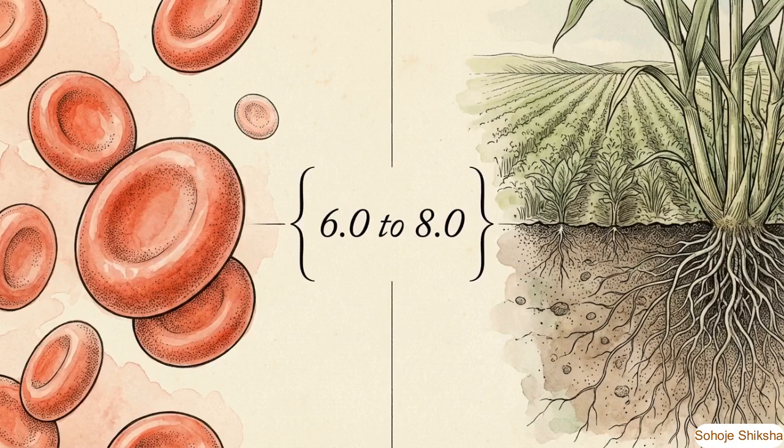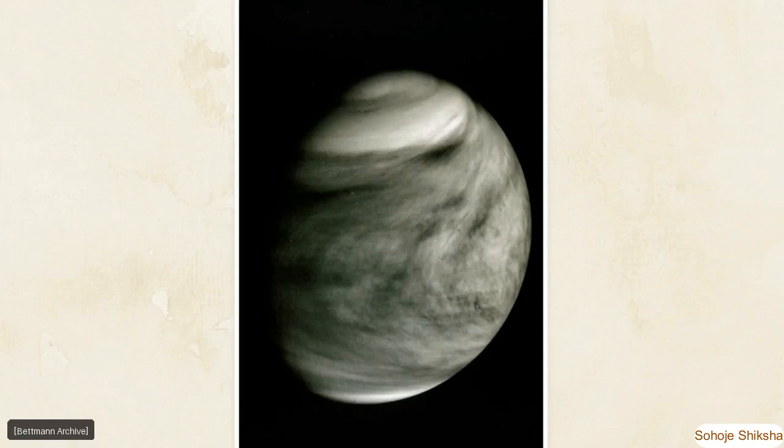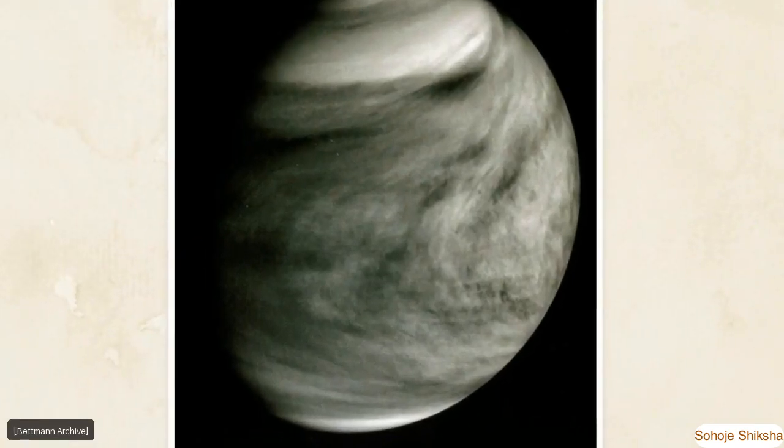Biological and planetary systems are highly sensitive to these numerical thresholds. Living organisms and agricultural crops operate strictly within very narrow pH bands. Outside these bands, environments become intensely hostile. Venus is shrouded in thick clouds of concentrated sulfuric acid, driving its surface conditions to extreme, corrosive limits.